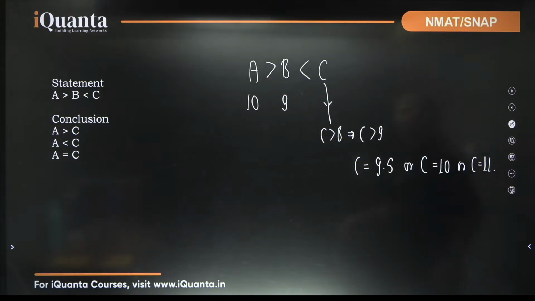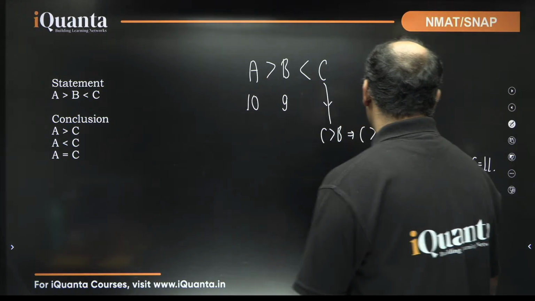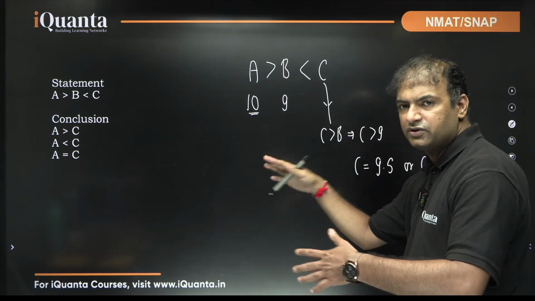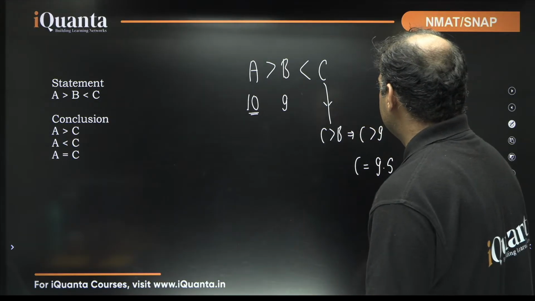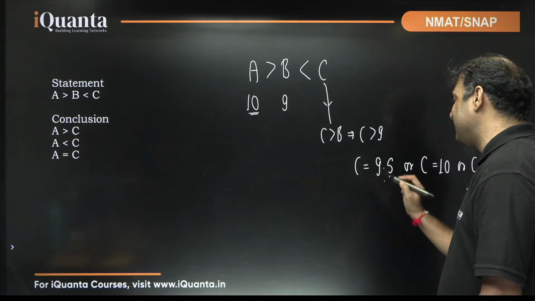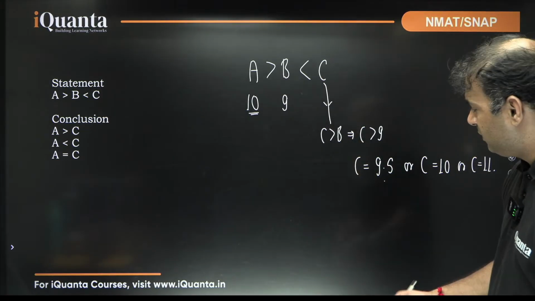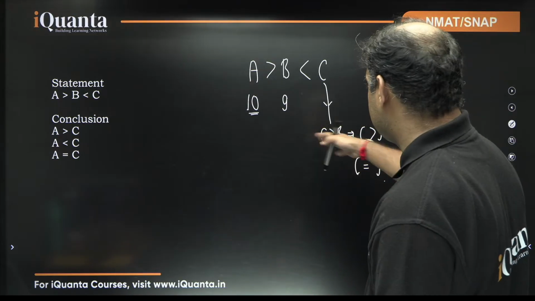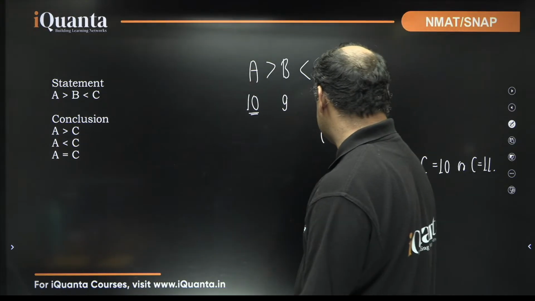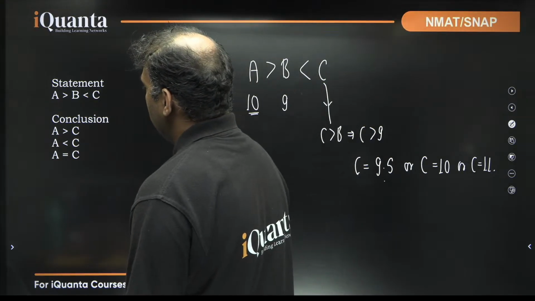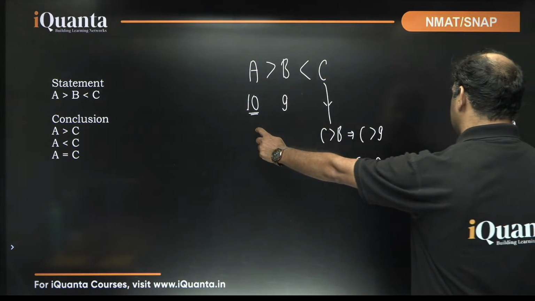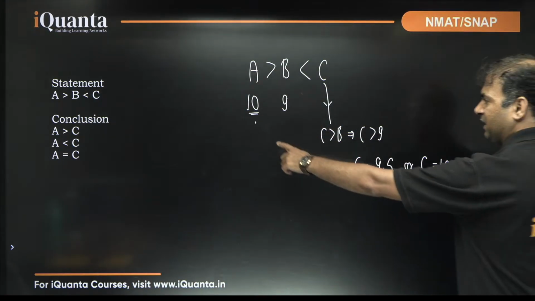So guys, look at the first conclusion, A greater than C, right? And we know the fact that A is fixed as 10. In this example, we assumed A is 10. So if A is 10 and C is 9.5, in this case, A should be greater than C, isn't it, guys? 10, 9.5, A is definitely greater than C, right? But is it definitely true? Actually not, right? Because A can be equal to C as well, and A can be less than C as well.